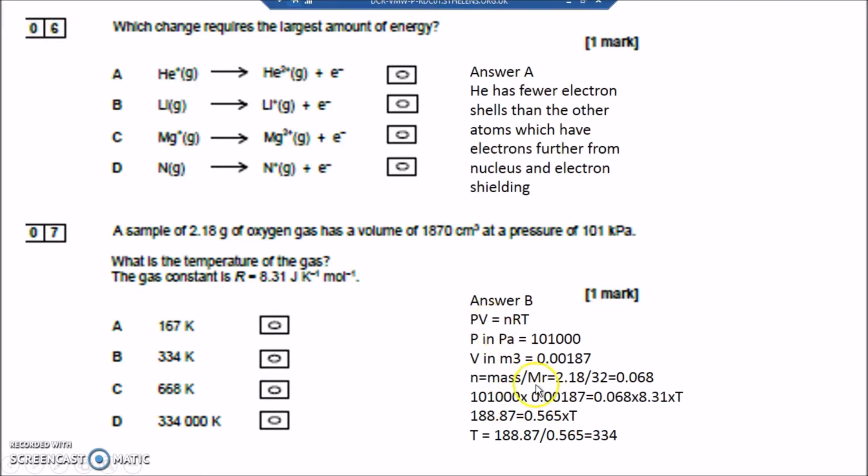So if I put that in then, pressure 101,000 multiplied by volume 0.00187 equals number of moles 0.068 multiplied by R, which is the gas constant 8.31, multiplied by temperature. I'm guessing I need the temperature. Yes, I need the temperature of the gas. It's going to be in Kelvin. All the answers are in Kelvin, so that makes it easy. I multiply these out first so I don't make any mistakes on my calculator. I multiply these two, 188.87. I multiply these two, 0.565, and I write that down at the side on my exam paper. Now then, temperature equals 188.87 divided by 0.565, 334, so my answer is B.